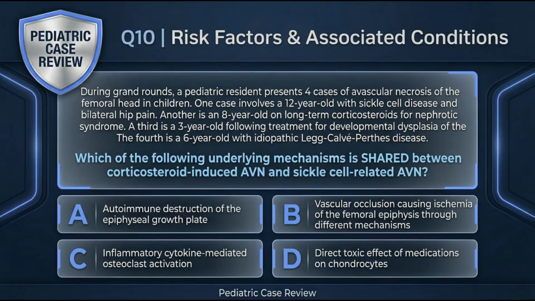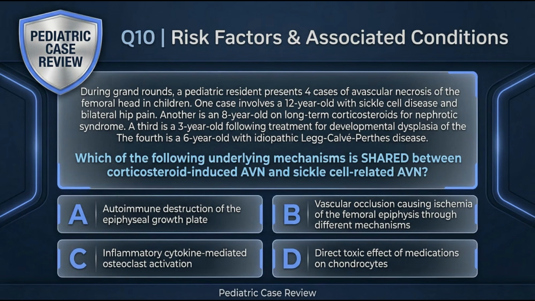Case 10. During grand rounds, a pediatric resident presents 4 cases of avascular necrosis of the femoral head in children. One case involves a 12-year-old with sickle cell disease and bilateral hip pain. Another is an 8-year-old on long-term corticosteroids for nephrotic syndrome. A third is a 3-year-old following treatment for developmental dysplasia of the hip. The fourth is a 6-year-old with idiopathic Legg-Calvé-Perthes disease. Which of the following underlying mechanisms is shared between corticosteroid-induced avascular necrosis and sickle cell-related avascular necrosis?